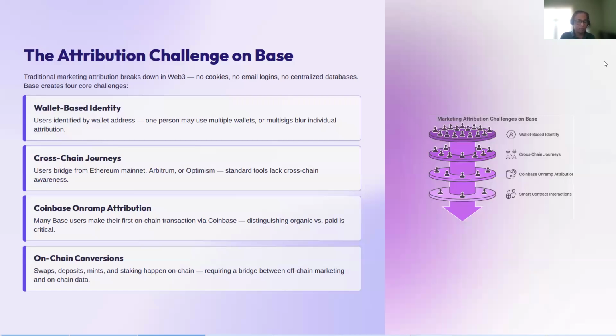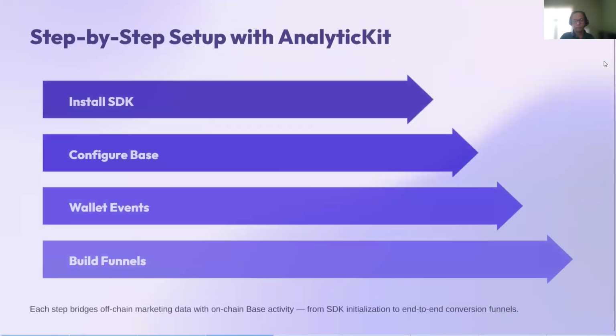And then the on-chain conversions. Ultimately, they are going to do some transaction on the Base blockchain. They could be purchasing an NFT token, minting, sending money, or receiving money. You want to identify these different types of transactions so that you can tell which campaign is producing more volume, and what type of transaction volume is happening, so that you can identify ultimately how well the marketing campaign is performing.